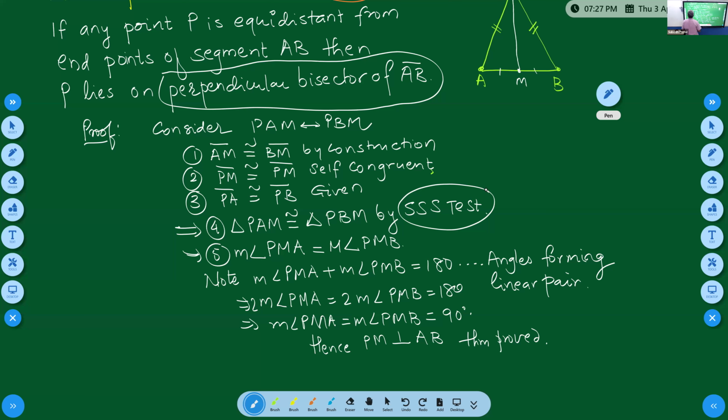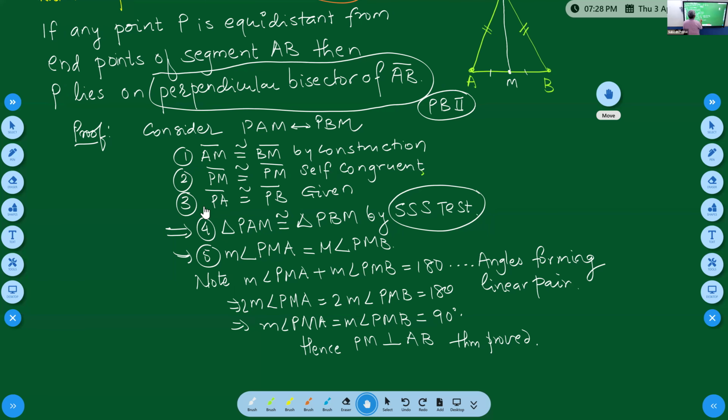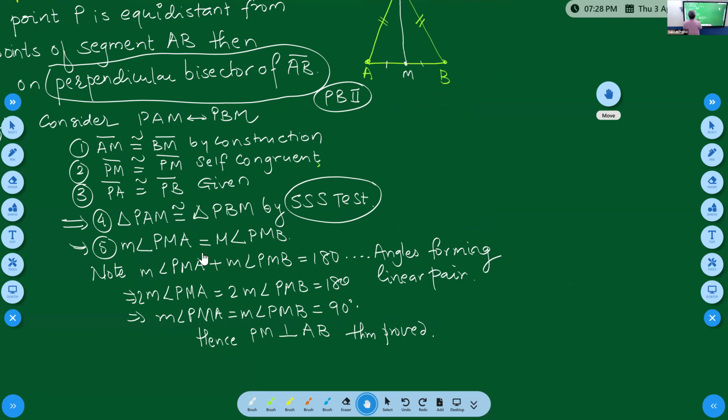Okay, so we call this the converse of PB1 and hence PB2. So PB1 is: if any point lies on the perpendicular bisector, it is equidistant from the endpoints of the segment. And PB2 is: if any point is equidistant from the endpoints of a segment, it lies on the perpendicular bisector. Okay, good. If we are done with this, then we have to search for applications of these theorems.